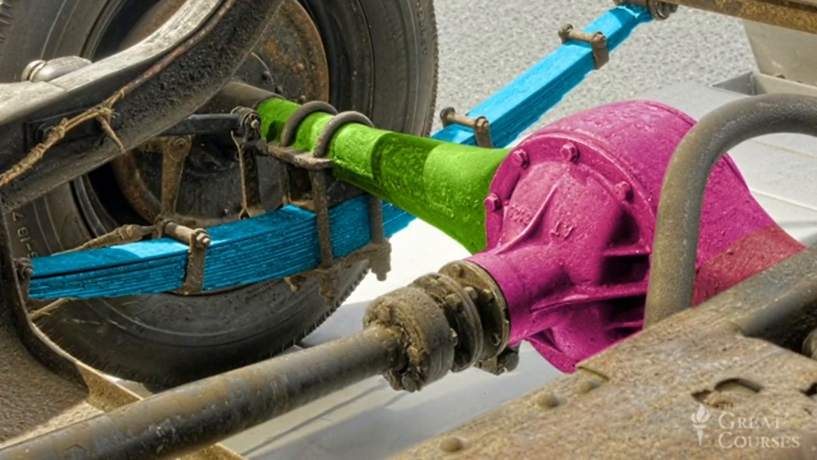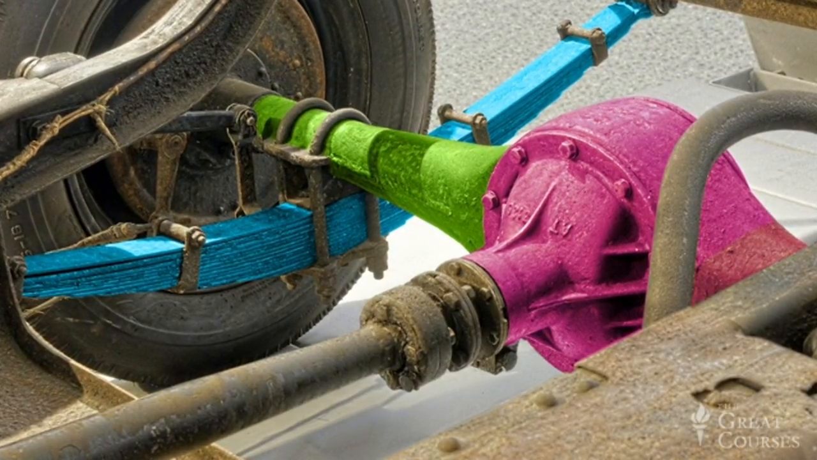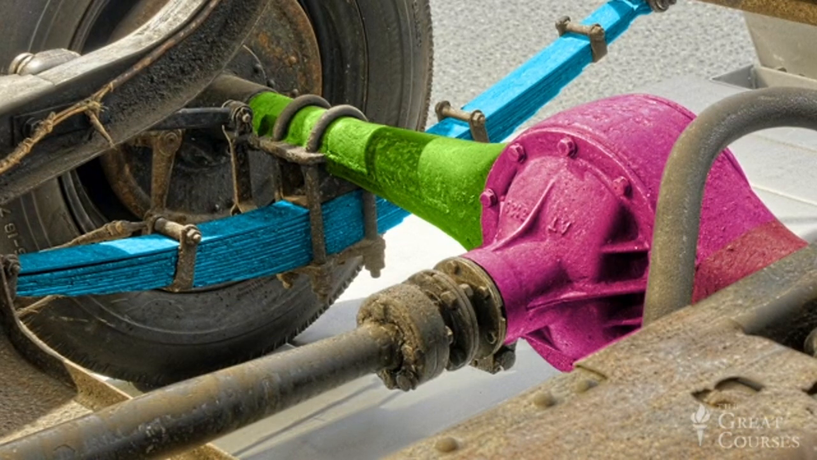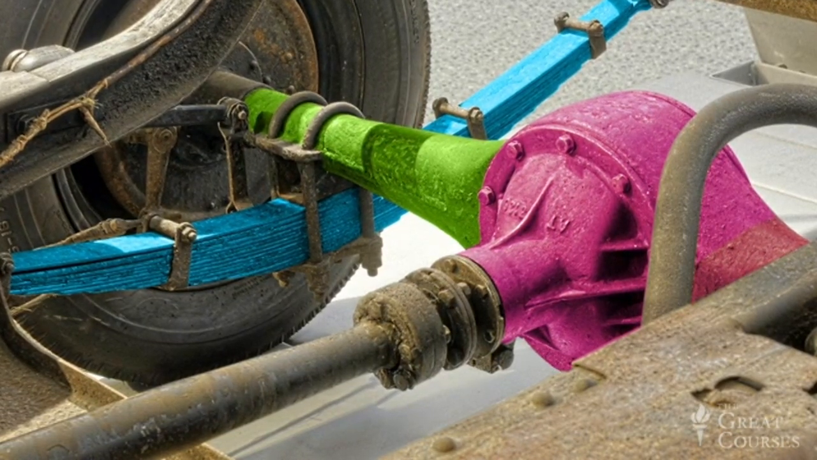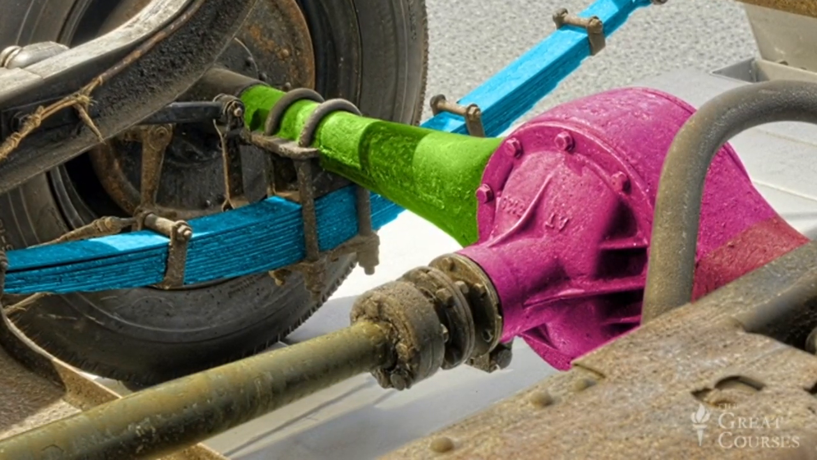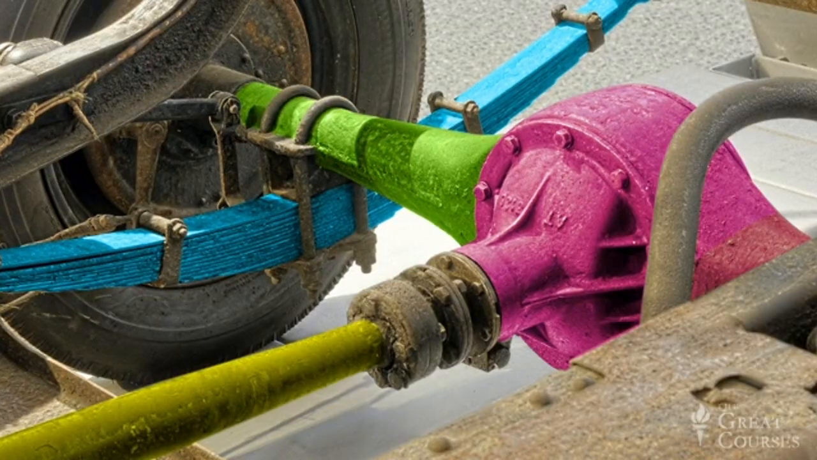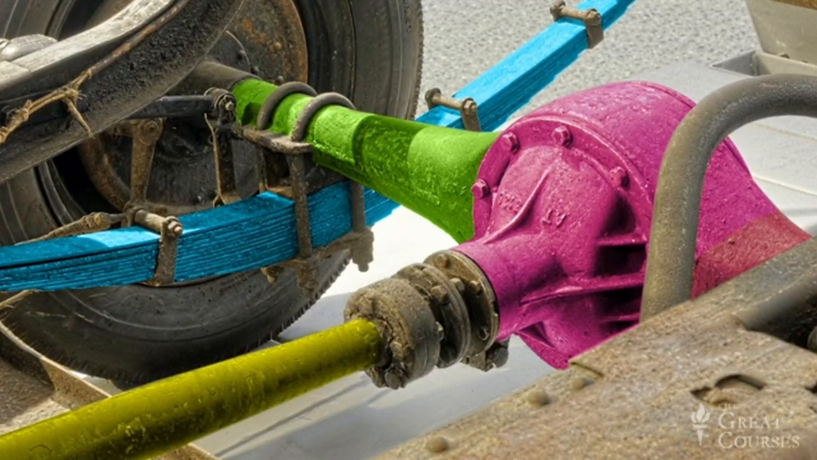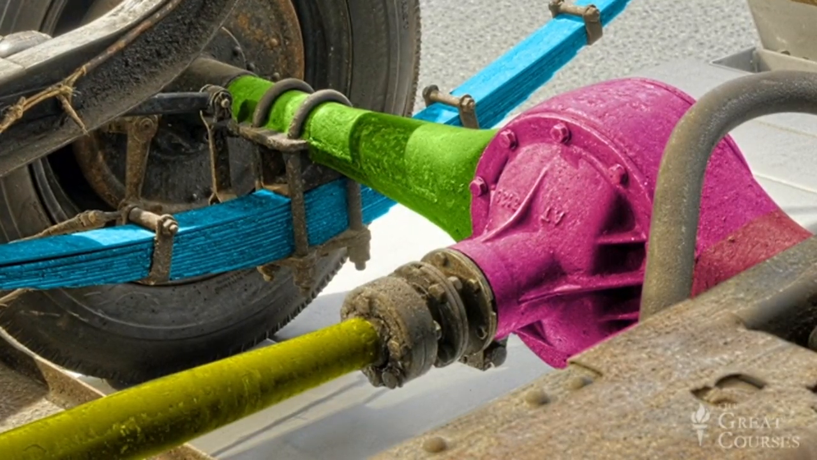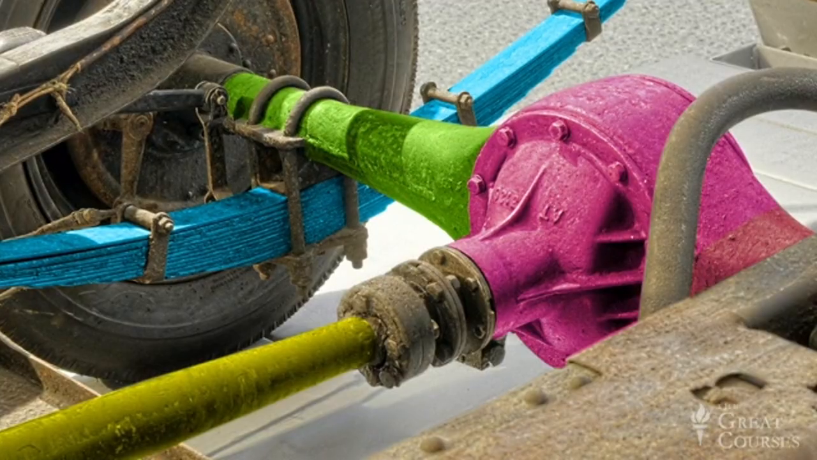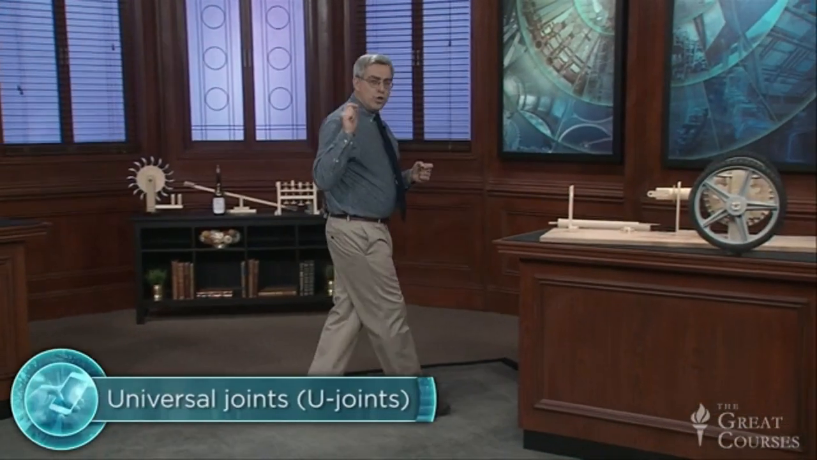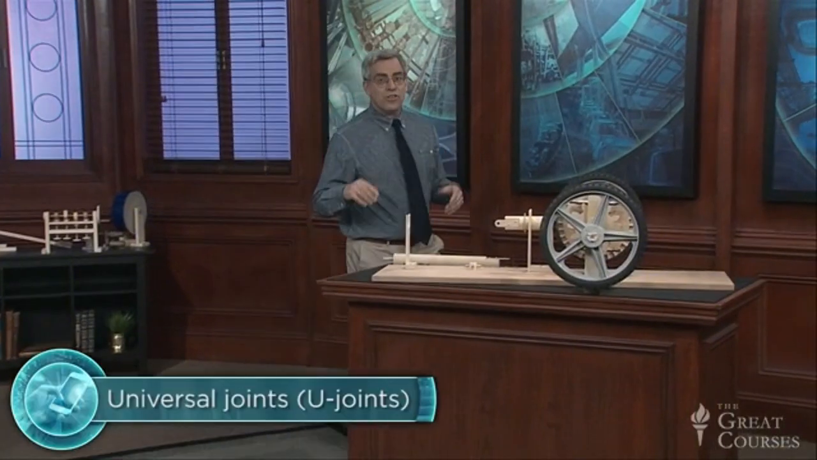When the vehicle is moving, these leaf springs can flex quite a bit, causing the entire differential to move vertically as well. Consequently, the drive shaft must be capable of changing its angle of orientation without interrupting the transmission of power at a few thousand RPM. Now, this flexibility is provided by universal joints at both ends of the shaft.